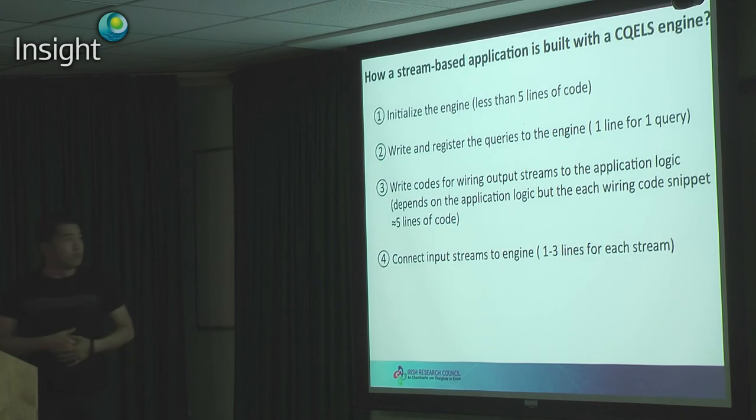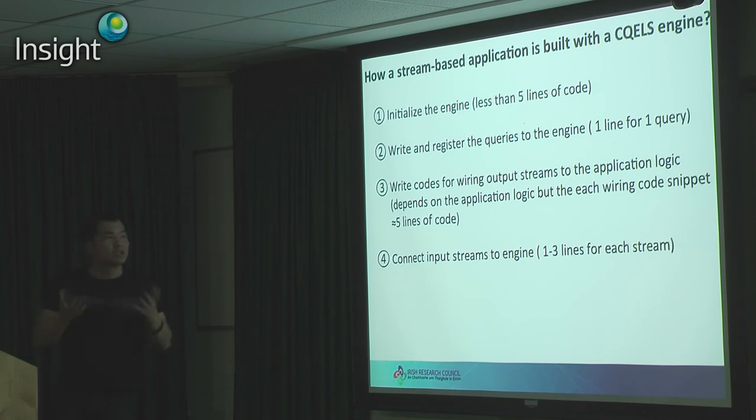So assume that you have such an engine. How should we build the application? How much effort do you need? We try to make it simple, building a very simple interface for people. Like the first step, you have to initialize the engine. We wrote it in Java, so if you know Java, there are some settings for the engine, right?